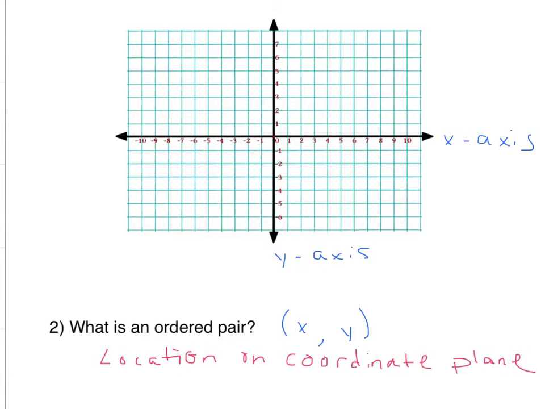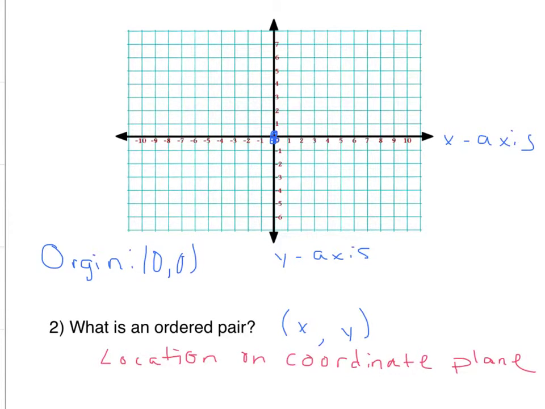An important ordered pair that's always the same is the origin. The origin is the point 0, 0. So right here on our coordinate plane, it is always where the x-axis and y-axis intersect.